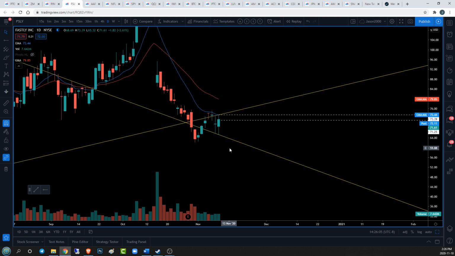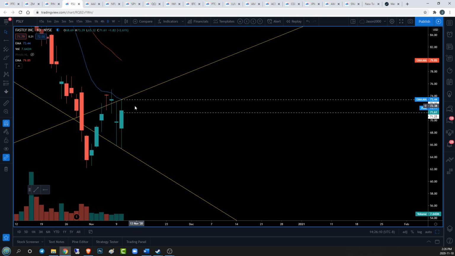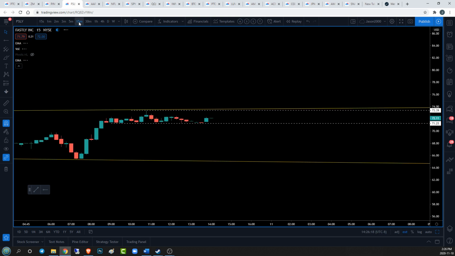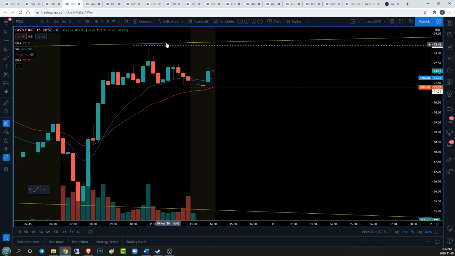EMA 12 is going to be an important resistance, and it's likely going to collide with everything that we're doing tomorrow. So that is something to watch for when we're playing on the 5 and 15 minute time frames for FSLY. Pay close attention to where that daily EMA 12 is. That is likely going to be an important level for you.